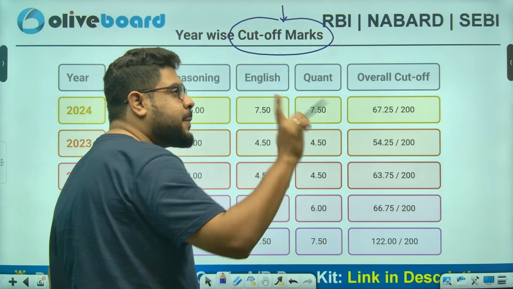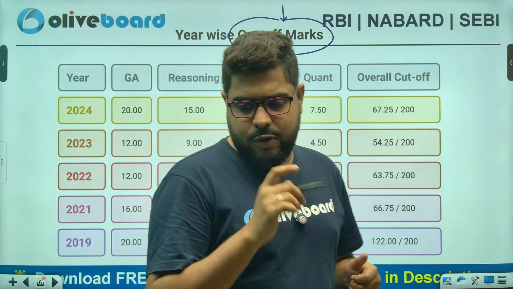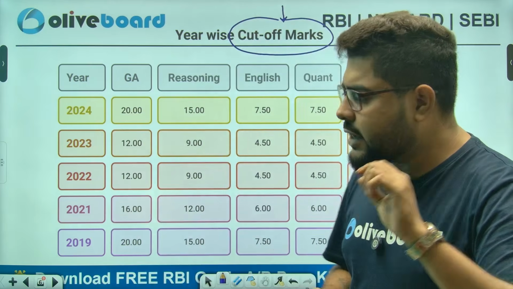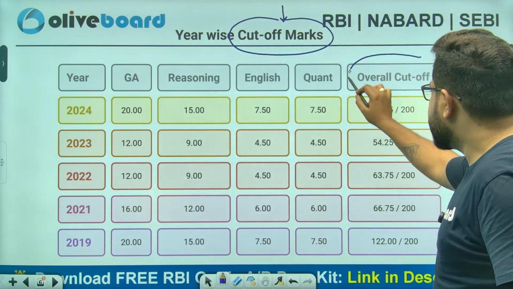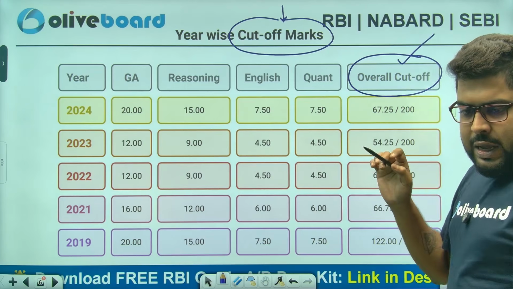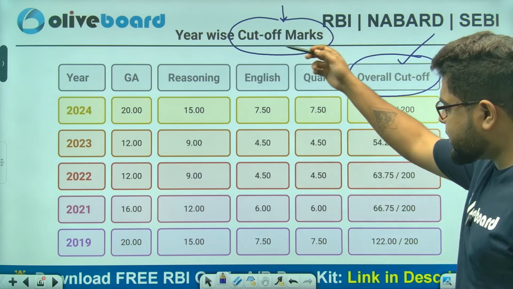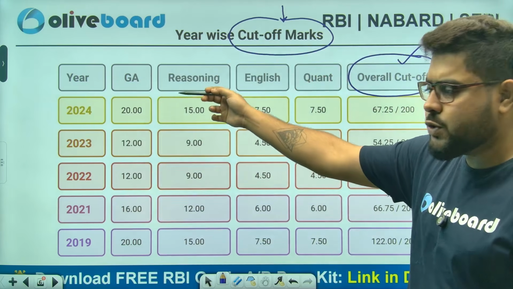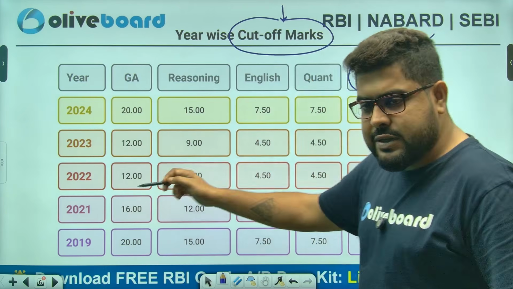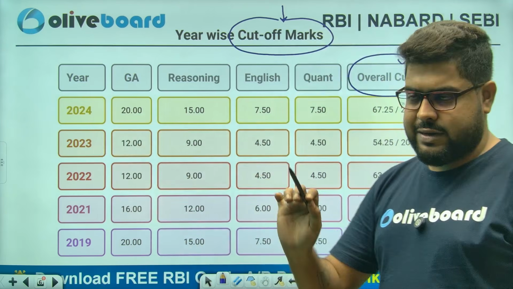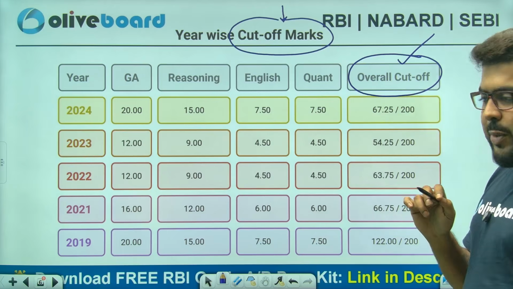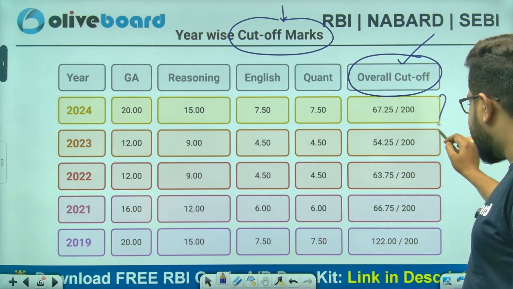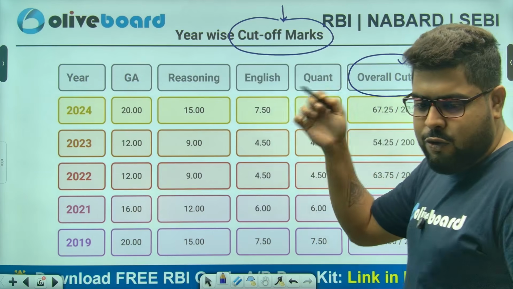There are two types of cutoffs that you need to clear in this exam. First and foremost is the overall cutoff out of 200. I've taken the last 5 years of data: 2019, 21, 22, 23, 2024. 2020 was the COVID year, as you may well remember. The exam pattern has shifted after COVID.